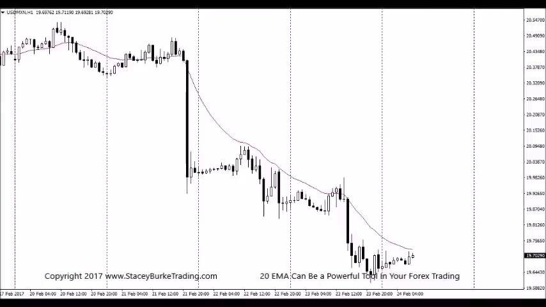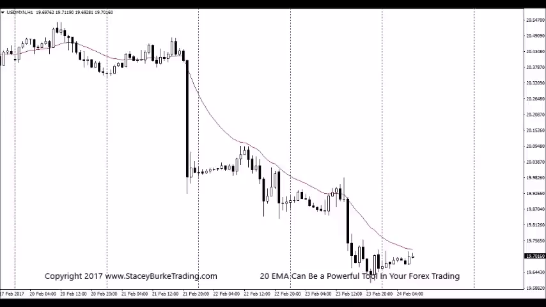Good day traders, Stacey Burke from Stacey Burke Trading, and today we're going to be just going over the effectiveness of using the 20 period moving average. A few people have asked me why on some of the videos I have a 20 period moving average and then on other ones I just have a blank chart. But I use the 20 period moving average mainly over time.